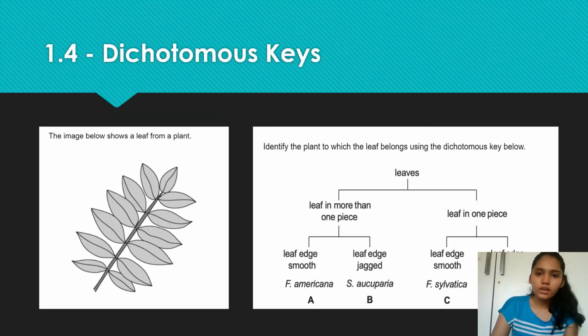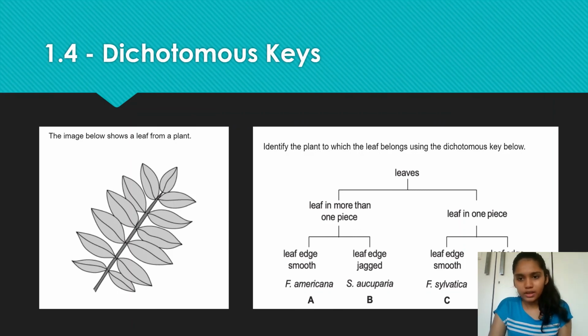Now dichotomy is key. Okay, so let's do this together. So basically they'll show you, this is a past paper question, they'll show you the picture of an organism and you need to identify it. So the image below shows a leaf from a plant. So identify the plant to which the leaf belongs using the dichotomous key shown below.